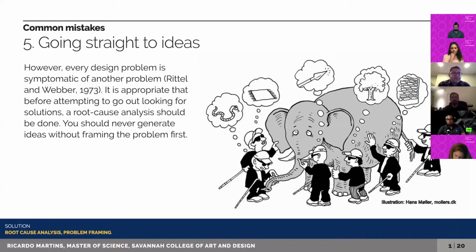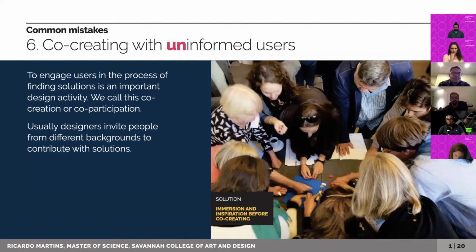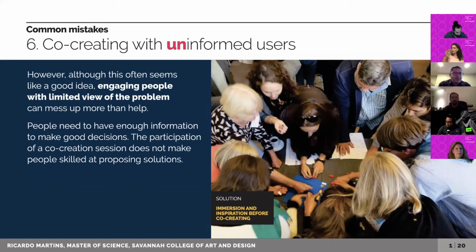And mistake number 6 is co-creating with uninformed users. To engage users in the process of finding solutions is an important design activity. We call this co-creation or co-participation. Usually designers invite people from different backgrounds to contribute with solutions. But although this often seems like a good idea, engaging people with a limited view of the problem can mess up more than help. People need to have enough information to make good decisions. The participation in a co-creation session does not make people skilled at proposing solutions.